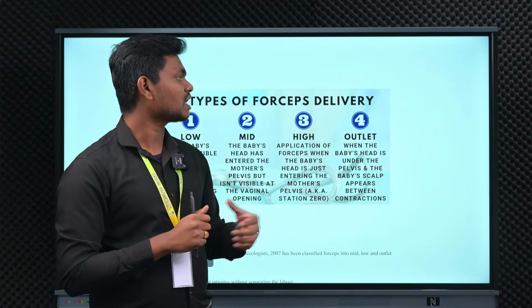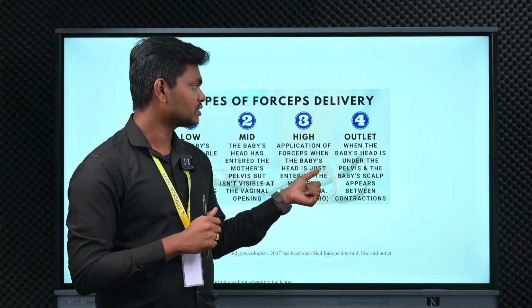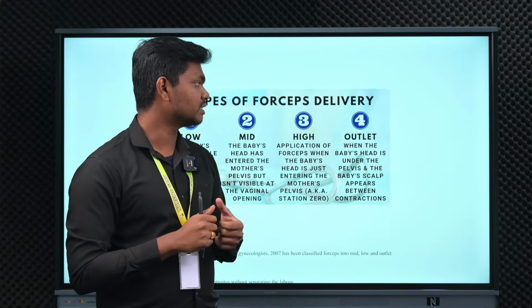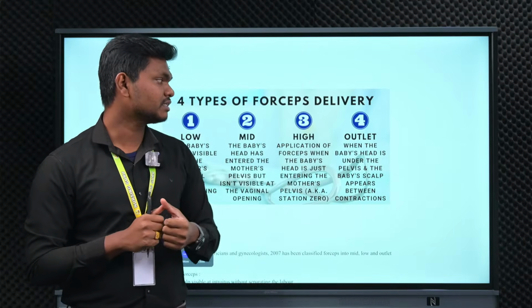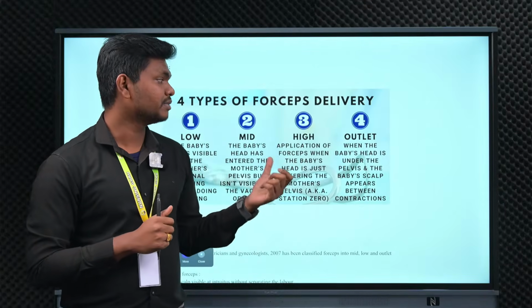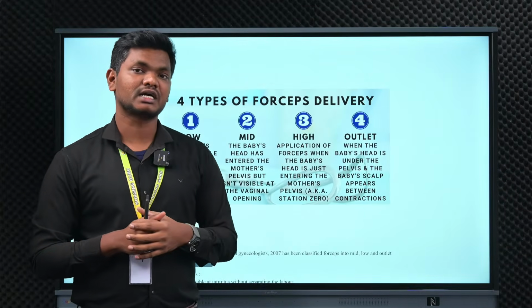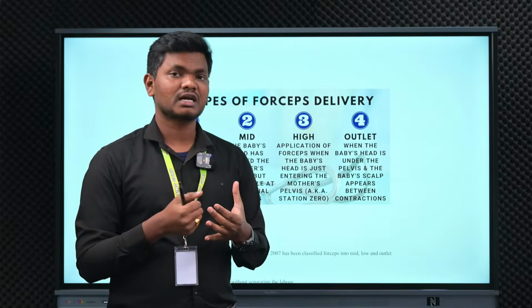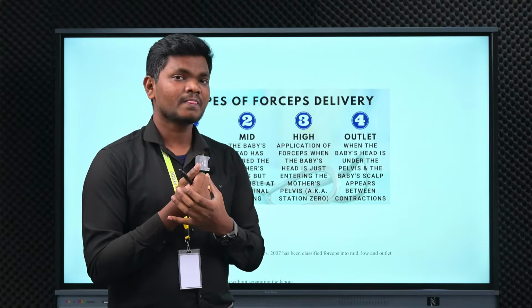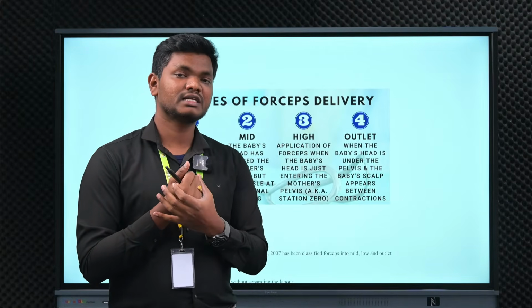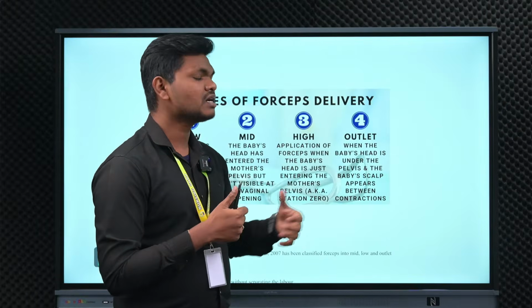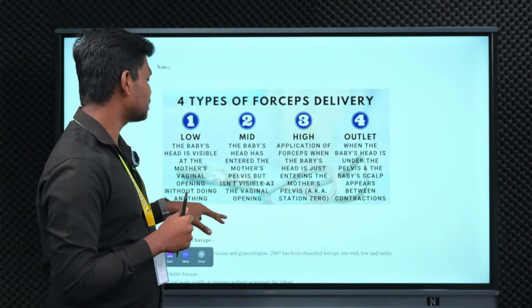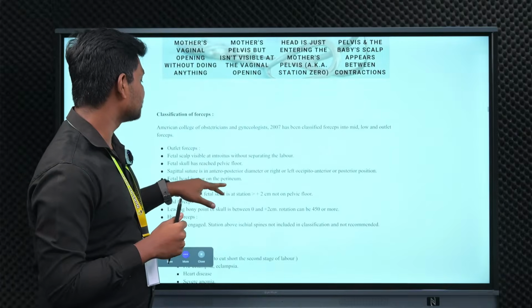The next one is outlet forceps. We can use outlet forceps when the baby's head is under the pelvis and the head appears between contractions. With each uterine contraction, the baby's head comes to the vaginal cavity and goes back, comes and goes back. At that time we can use outlet forceps. So these are the four types of obstetrical forceps.